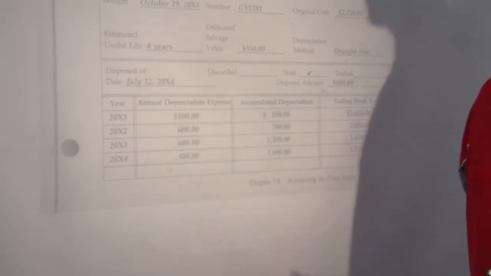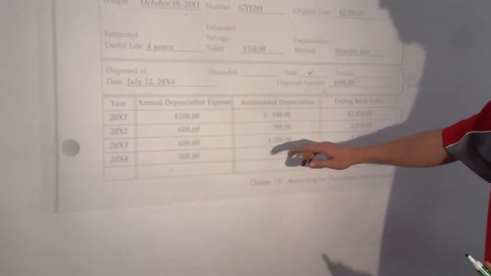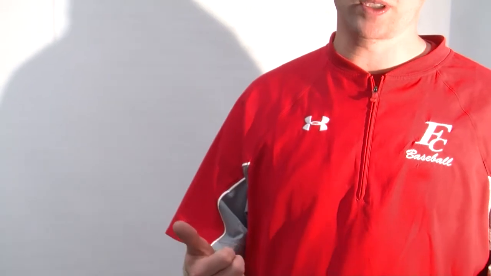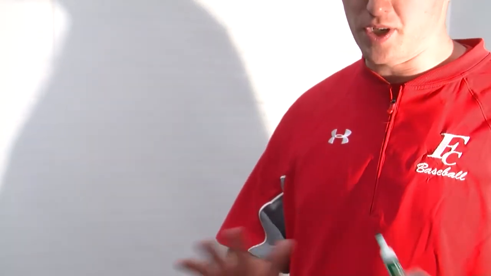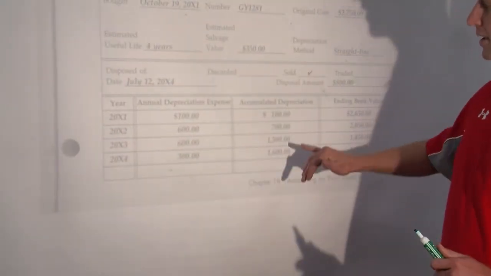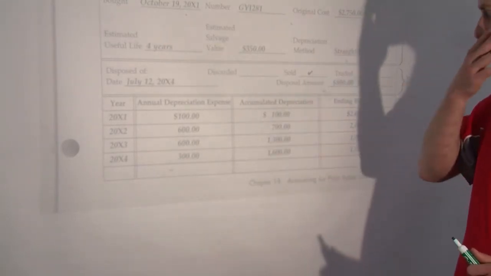Okay, we got $600 a year. Okay, we need to divide by 12 to figure out how much monthly. That's $50 a month. Okay, so for 6 months we need to depreciate it for January, February, March, April, May, and June. We sold it on July 12th, so we can't depreciate it for July. So for 6 months, that's an extra $300. You cut this in half. So we need to depreciate it $300 on year 4.